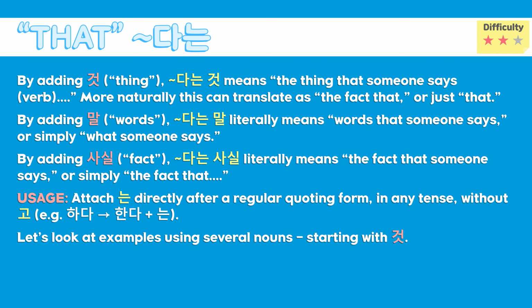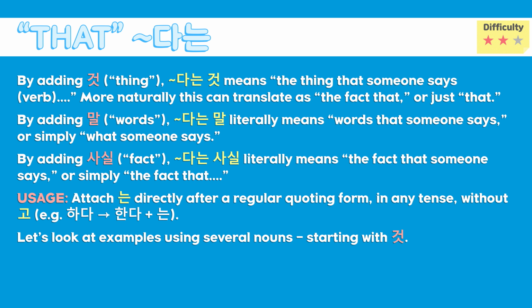By adding 것, meaning thing, 다는 것 means the thing that someone says verb. More naturally, this can translate as the fact that, or just that. By adding 말, meaning words, 다는 말 literally means words that someone says, or simply what someone says. By adding 사실, 다는 사실 literally means the fact that someone says, or simply the fact that.